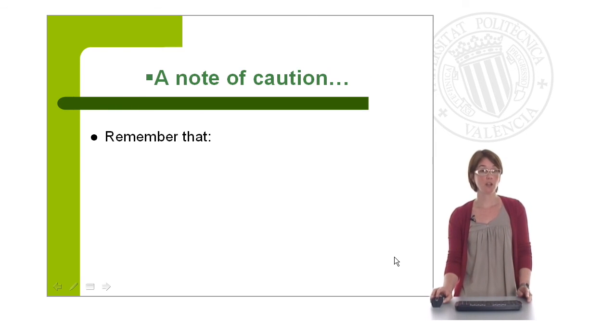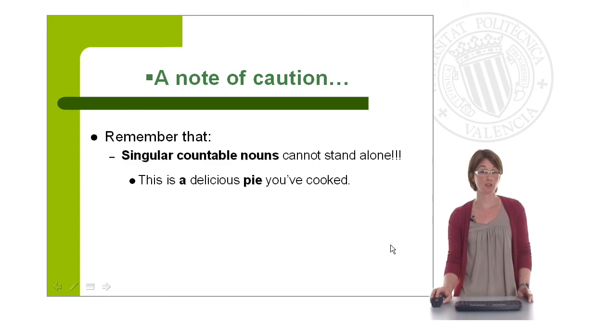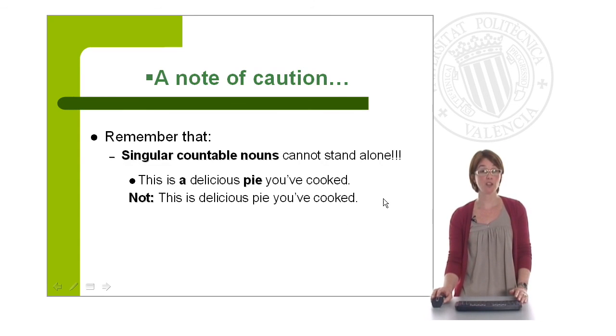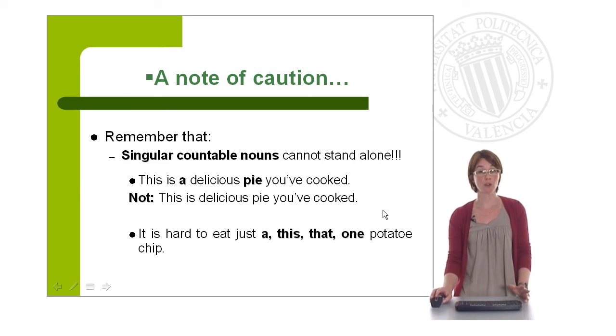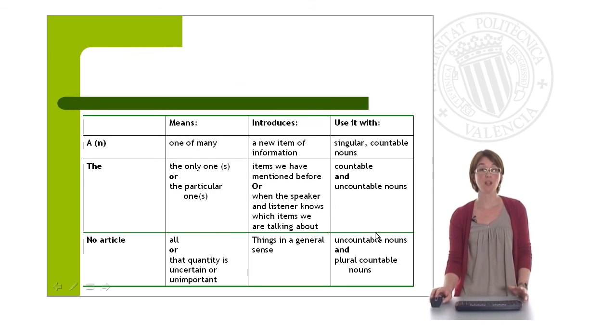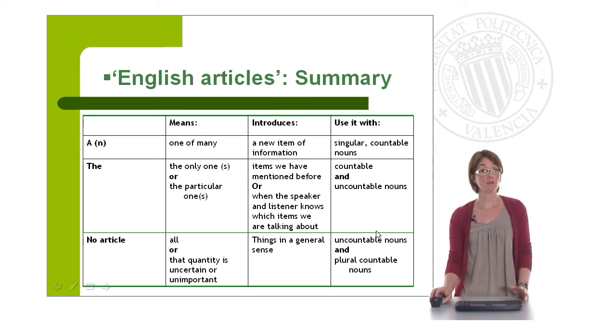A note of caution, remember that singular countable nouns cannot stand alone, so you always need to use an article. So we say, this is a delicious pie you've cooked, but we don't say, this is delicious pie you've cooked. Sometimes you can also use, instead of a, you can use this, that, or one with countable nouns in the singular. Right. Here you have a summary of English articles and of how they are used, and you can study this table if you've got any further doubts.